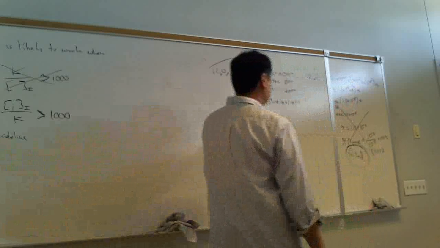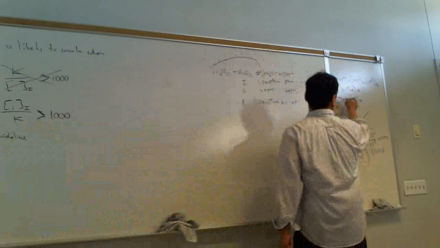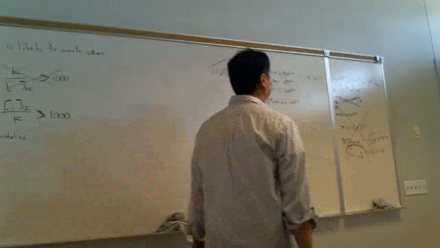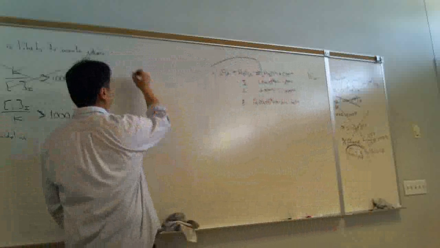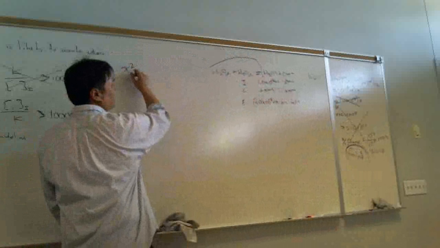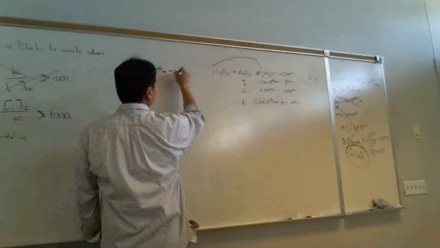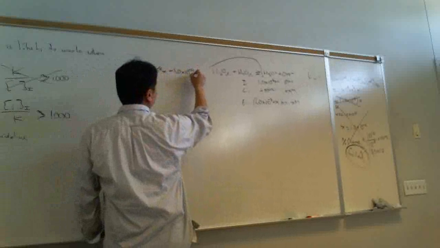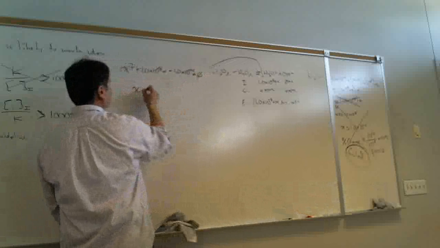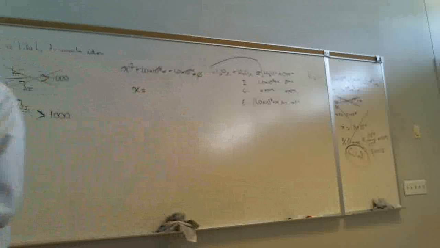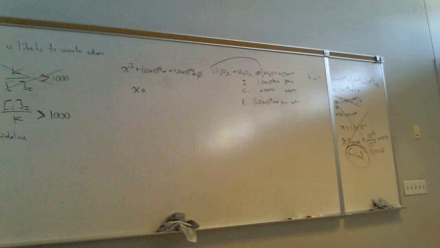And so what do we have to do? Unfortunately, we have to do the quadratic equation. So when you're doing the quadratic equation, it's going to be x squared plus 1.0 times 10 to the minus 8 x minus 1.0 times 10 to the minus 14 is equal to 0. And so x is equal to what? 9.51 times 10 to the minus 8.